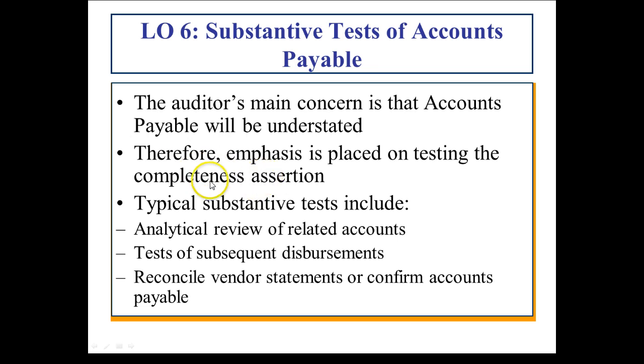And then from this, after we find out how our controls are working, we can take a look at other related accounts and just analyze them based on previous years of ratios. We can look at other disbursements to see when they were actually paid out. And from those other disbursements, we can look back to see the period in which it should have been recorded versus when it might have been recorded. And we can also reconcile the vendor statements to confirm our accounts payable to make sure that everything has been in fact recorded.